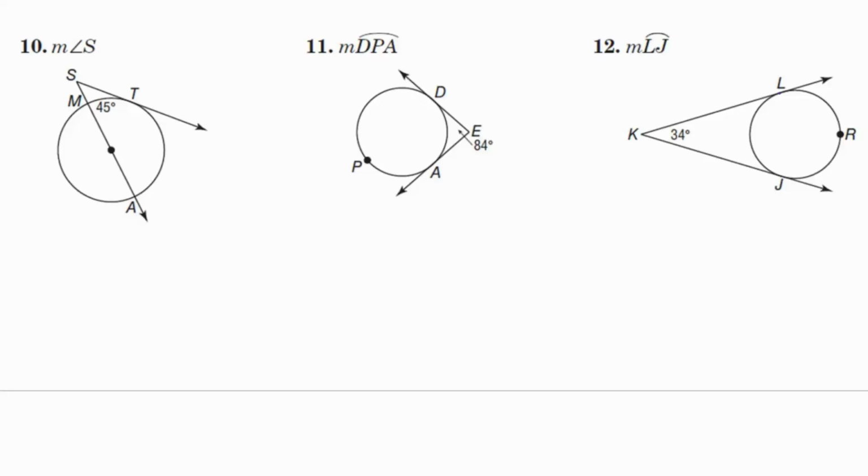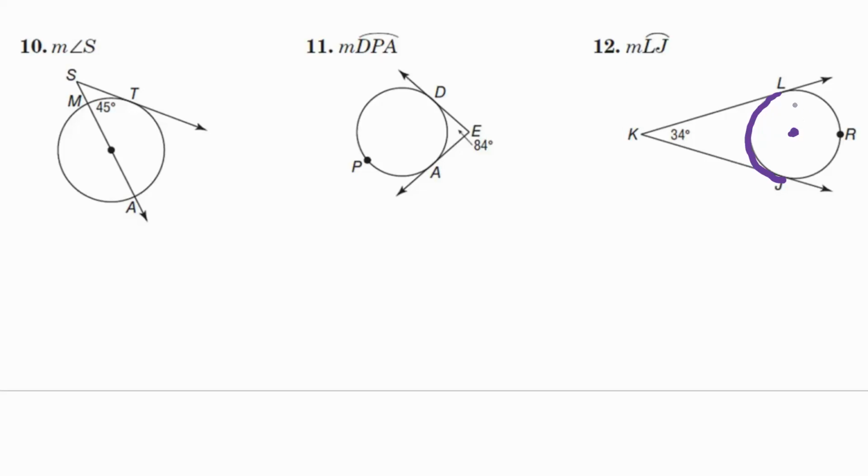Problem number 12 is a little different than what we've had. I want to find the measure of arc LJ. I don't have the measures of either arc LJ or LRJ. To do this, I need to add some extra information or draw some extra lines in this picture. So let's draw the center of this circle.